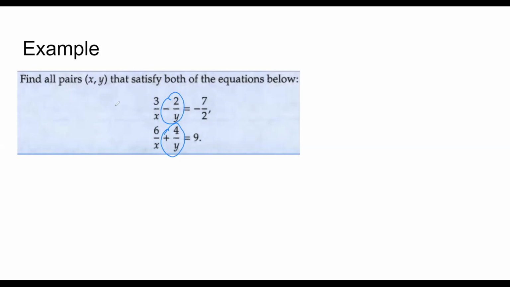So if we multiply this top equation by 2, let's multiply everything by 2. This gives us 6 over x minus 4 over y is equal to -7. And then now we can do some elimination because our other equation says 6 over x plus 4 over y is equal to 9. Well, if we add these, the negative 4 over y and the positive 4 over y will just cancel out. So we don't have to worry about the terms with y.